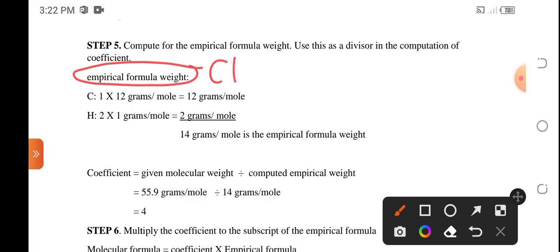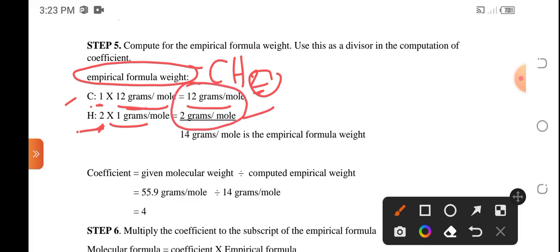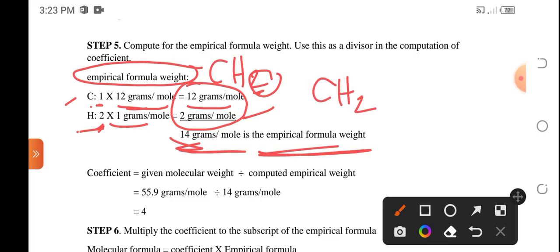Empirical formula kanina, sabi natin CH2. So carbon will have 1 and hydrogen will have 2 here. Get your periodic table, multiply this by the atomic weight. So carbon times 12 is 12 grams per mole. And for hydrogen, there are 2 hydrogen multiplied by 1 is equal to 2 grams per mole. Get the total of this. So that would be 14. Therefore, the empirical formula weight is 14 grams per mole because we have empirical formula as CH2.